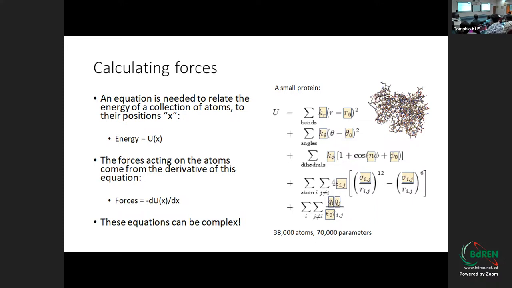But there is a lot of physics that goes into determining these values of Kr, K theta. That means what will be the strength of the spring and what is the optimal value where there will be no force. There's a lot of physics behind that, and we'll have a lecture later today. So the idea, running a molecular dynamics simulation is very easy. You put in your computer, the computer spits out.